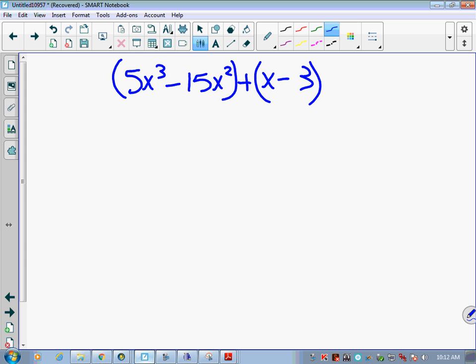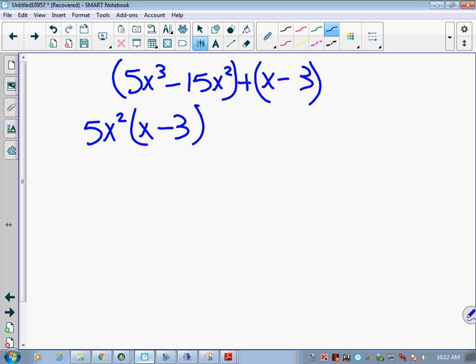So if there are 4 terms, I'm going to factor the first 2 terms, I'm going to factor the right 2 terms, and if I get the same factor out of both of them, then I'm going to bring that down as one single term. So what can I factor out of 5x cubed minus 15x squared? 5x squared. So I'm going to bring that 5x squared out. What does that leave me inside? 5x squared times what equals 5x cubed? X. And 5x squared times what equals negative 15x squared? Negative 3.